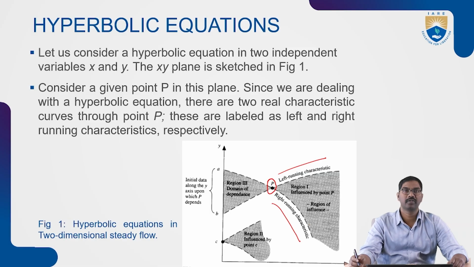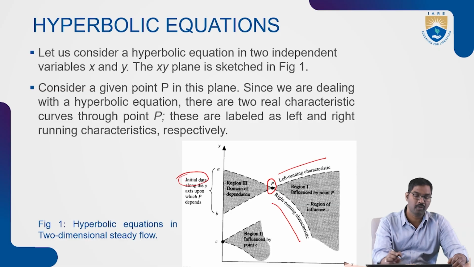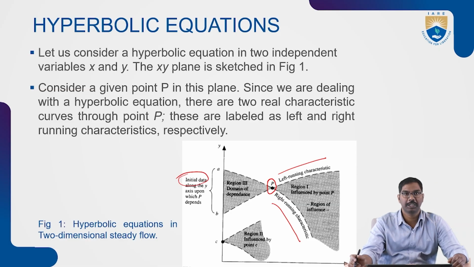These curves define the domain of influence, or region of influence, and the domain of dependence, or region of dependence, on which the solutions are going to depend. In this figure 1, we are considering the point P, and it shows three regions: region 1, region 2, and region 3, with initial data along the y-axis upon which P is going to depend. We can consider this initial data as a boundary condition, or as the initial conditions for the domain to be solved.